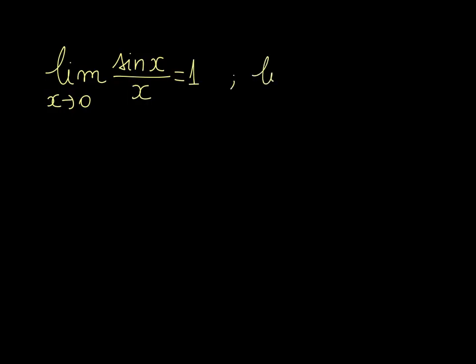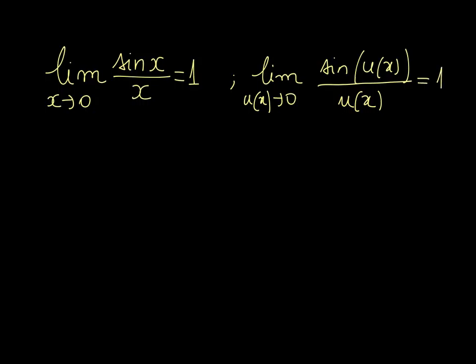Let us remember a useful limit that we proved last time. We found that the limit when x approaches 0 of sine x over x is 1. And related to it, we saw that if I have a composite function, sine of u of x, and the denominator is the same as the argument of the function, converging to 0, then this limit is also 1. Based on this limit, we are going to find another one.